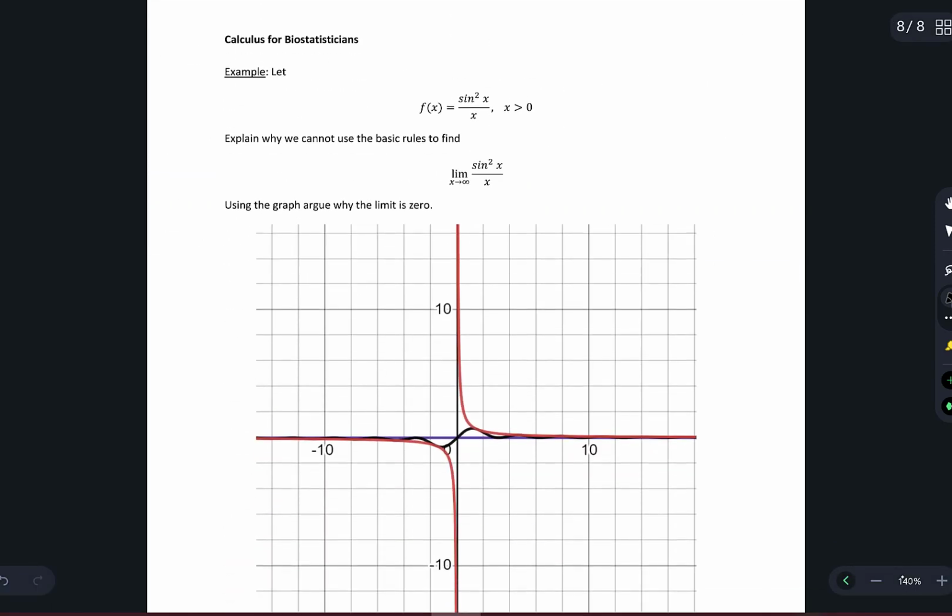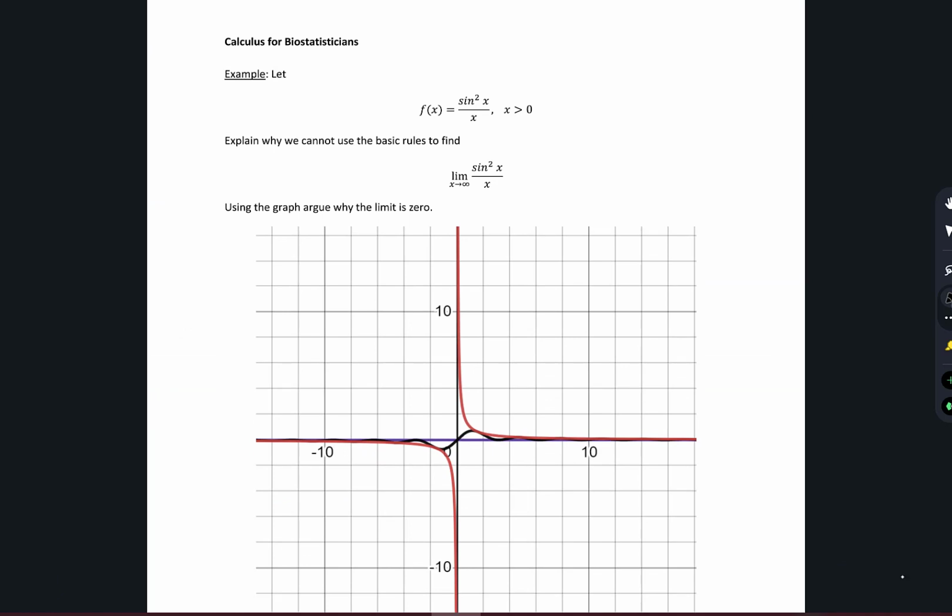And then so again here as just one last example. So here we're interested in the sine squared x over x. So the first question is, why can we not use the basic rules to find this limit?